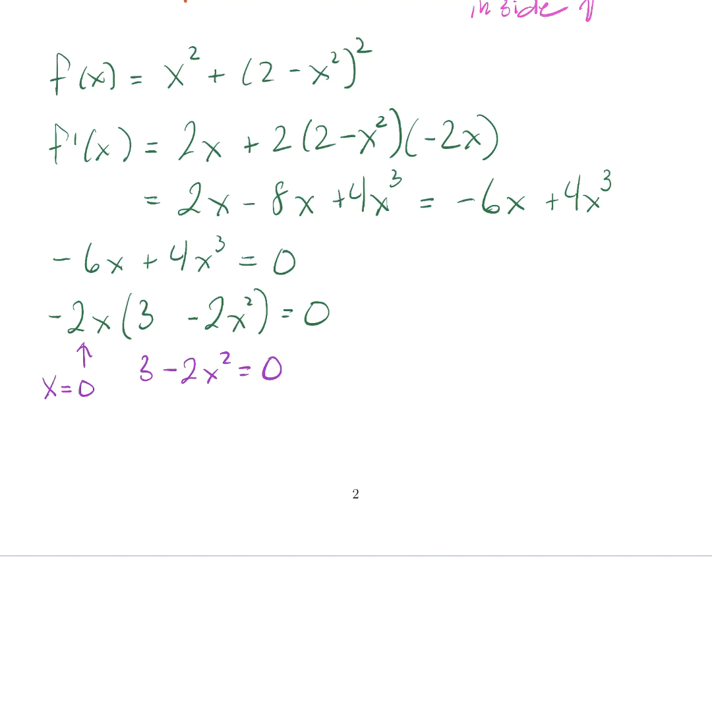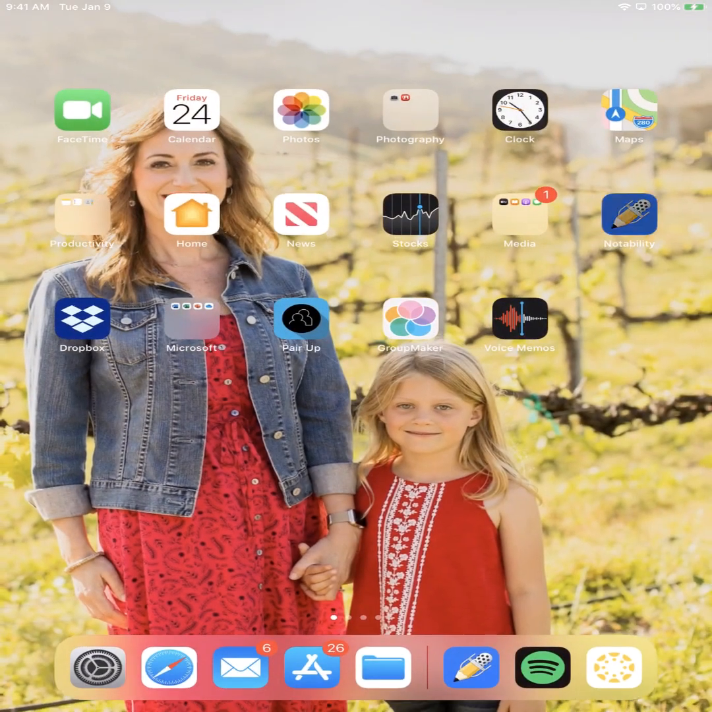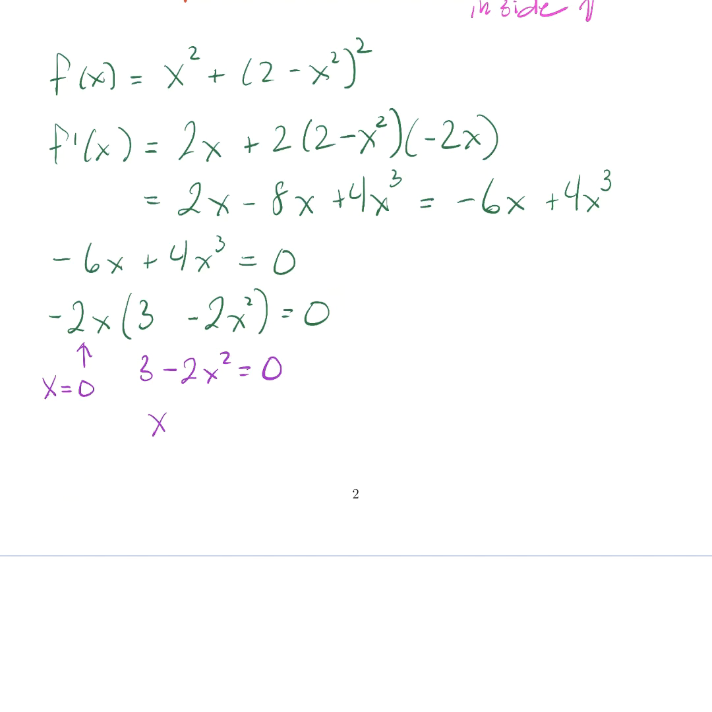And I guess that's going to happen when x squared is equal to 3 halves. So x equals plus or minus the square root of 3 halves. Okay, so now what do we want to do? We have 2 possibilities for our minimum, 0 and plus or minus the square root of 3 halves. Either way, we can test either one. They're going to give us the same output.